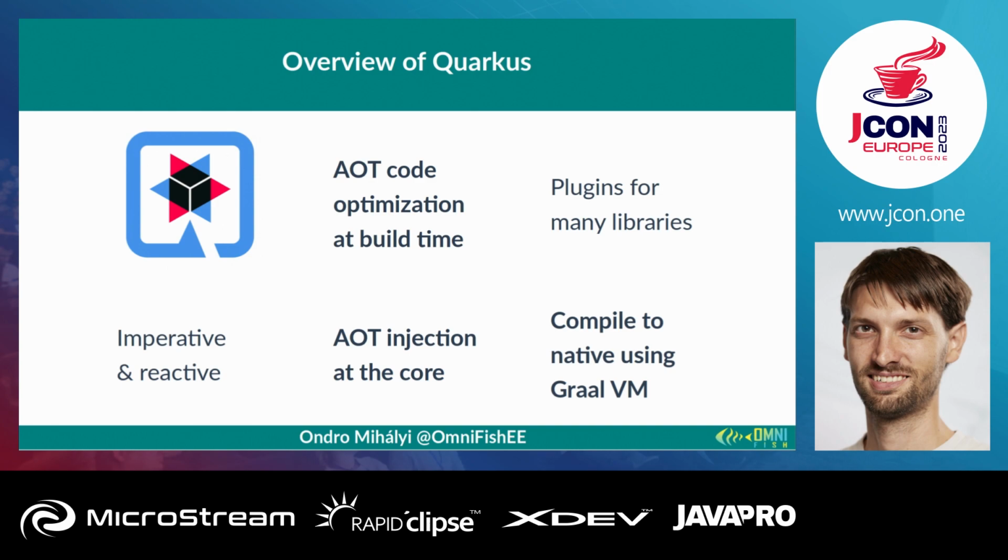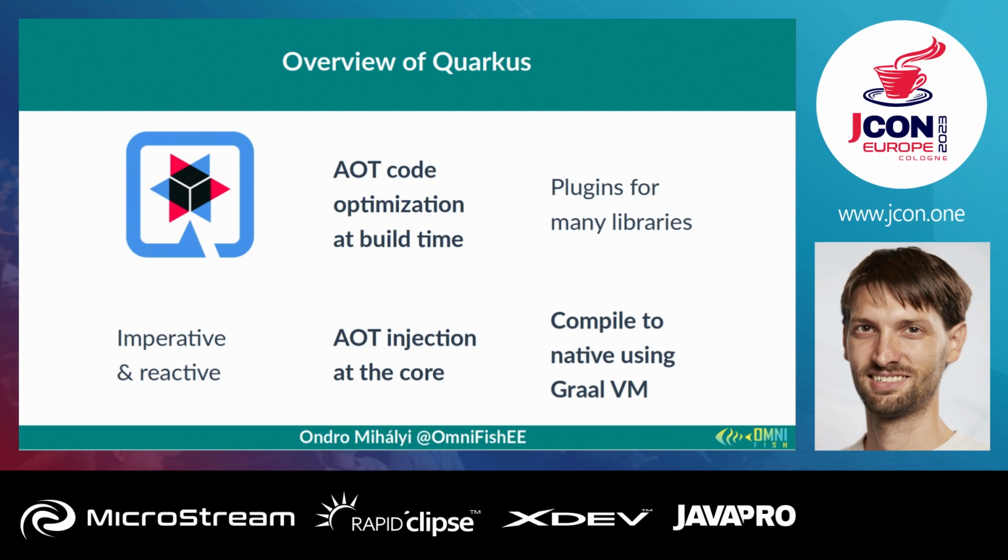Quarkus has a lot of plugins that also support this ahead of time compilation or optimization at build time. So for many other libraries, they have some optimizations that can happen at build time, and they don't have to happen at runtime.